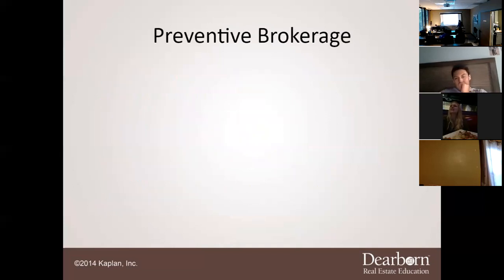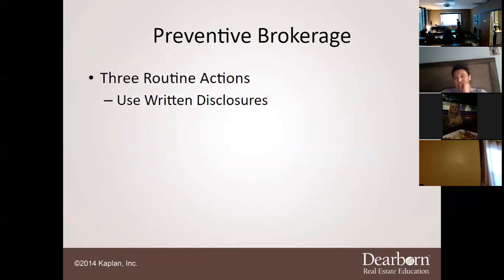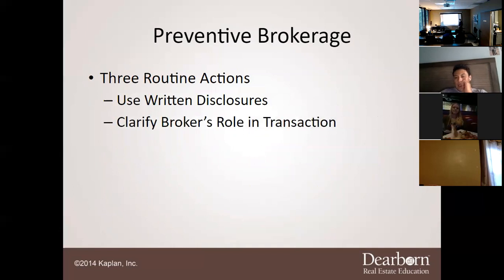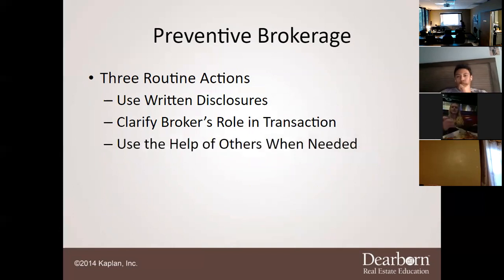So there are three routine actions. One is to use written disclosures. Second is to clarify the broker's role in the transaction. And the third is to use the help of others when needed. So these are used in brokerages quite often.